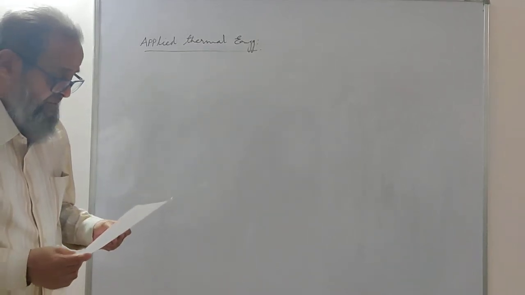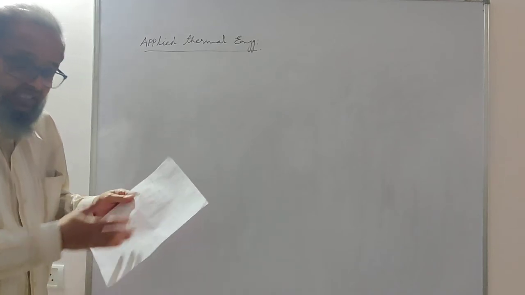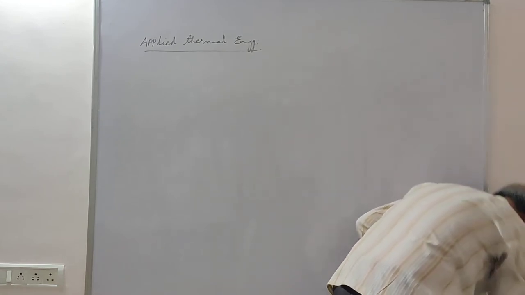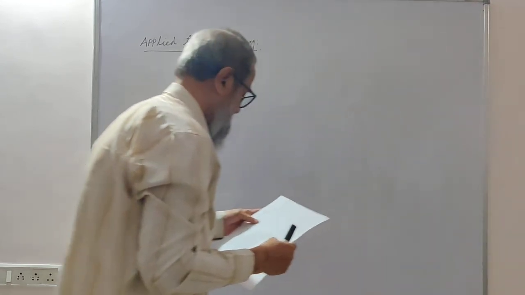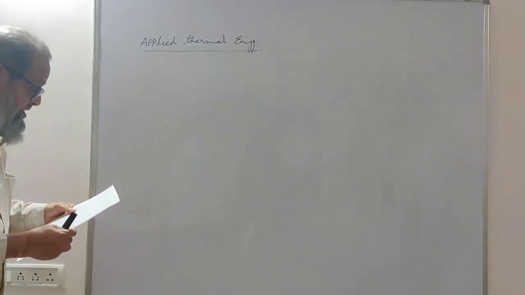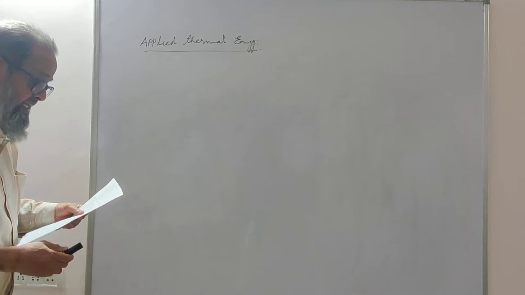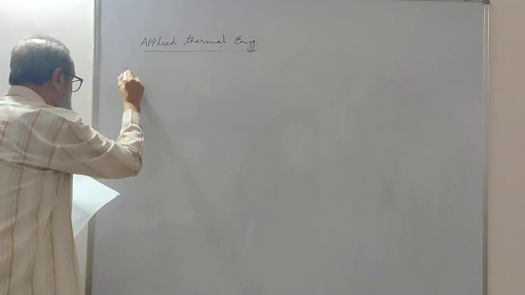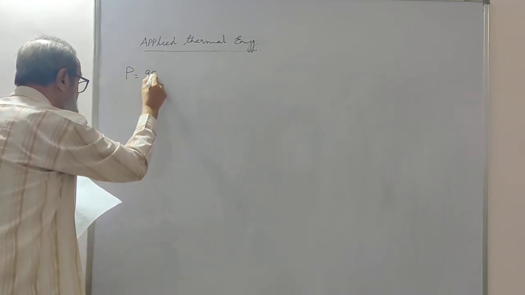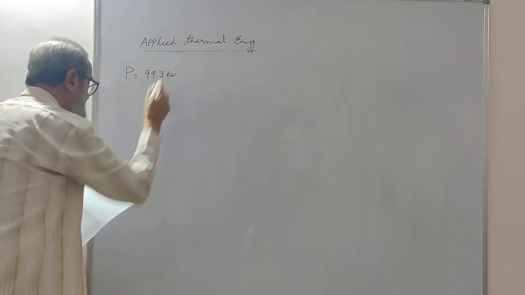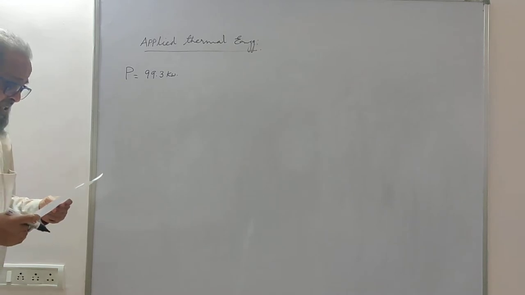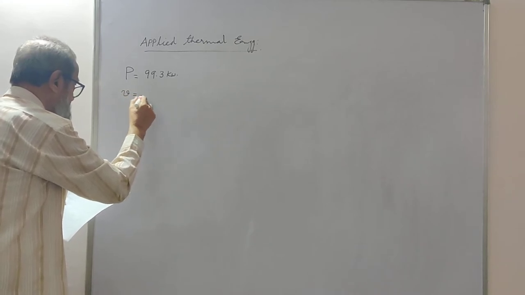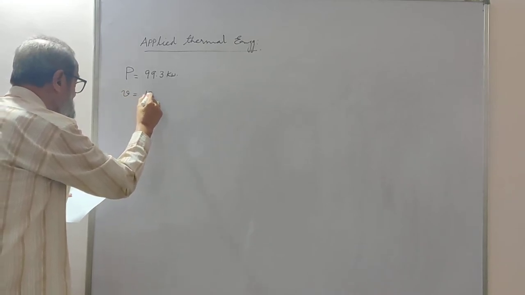Hi friends, I have selected one more problem from these five problems, all typical problems. I am taking one after the other. Here he says, an impulse turbine with a single row wheel is to develop 99.3 kilowatt. So that is power, 99.3 kilowatt. The blade speed being 150 meters per second, small b or u or vb, whatever it is, 150 meters per second.